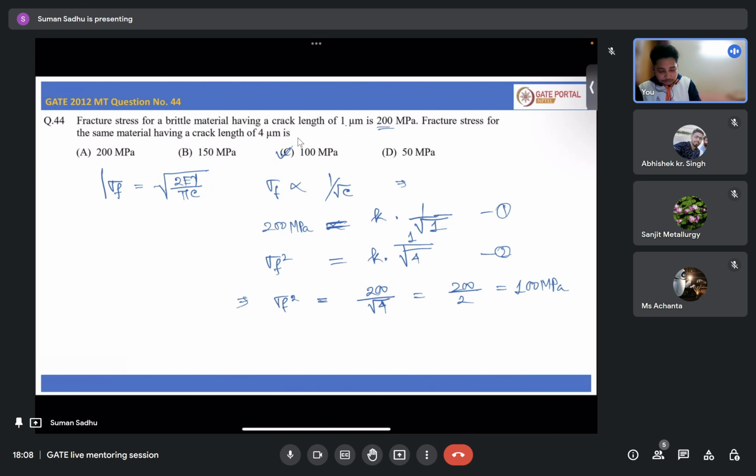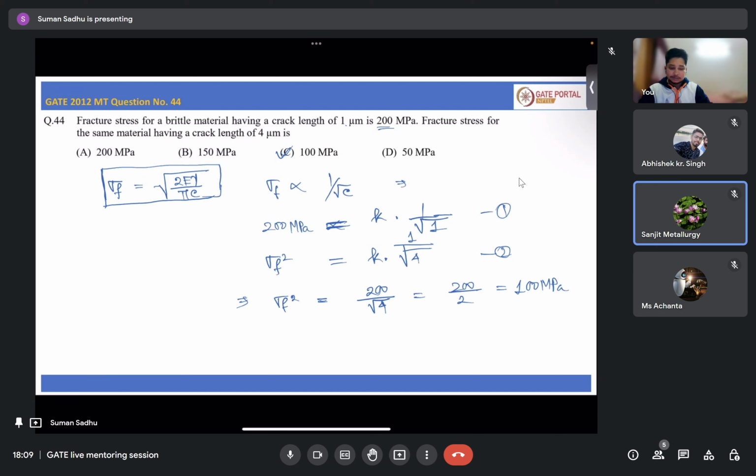Do you know based on which concept this equation is derived? No need to go for the derivation, just tell me the concept. Griffith theory, sir. Yeah, but what was his proposal, what did he propose, and based on which concept did he derive this equation? Sir, the elastic strain energy released is equal to the surface area created.